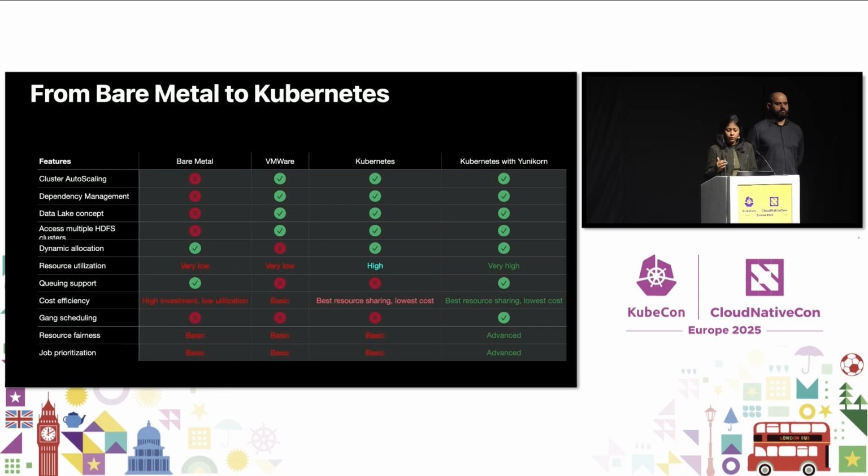With queuing support, we had it available on bare metal, but then we didn't have it with our VMware and Kubernetes, and now we have it back with Unicorn. Our cost efficiency has moved from high investment utilization to best resource sharing with lowest cost. Gang scheduling, a critical feature for Spark, is now available with Unicorn. Resource fairness and job prioritization have evolved from basic to advanced with our current architecture.